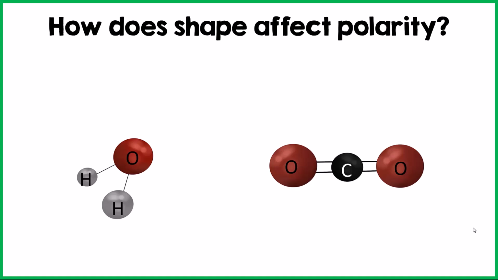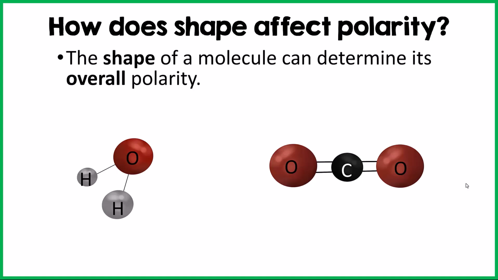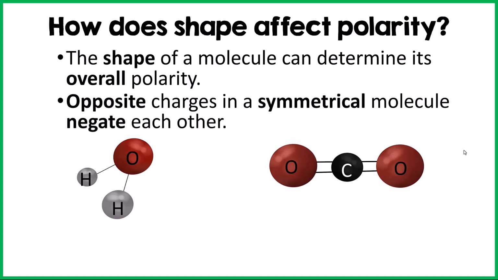So how does shape affect polarity? How does the shape of a molecule affect its polarity? Well, the shape of a molecule can determine its overall polarity. So we're discussing here the polarity of the whole molecule rather than just one bond in particular. Opposite charges in a symmetrical molecule negate each other. So what's important here is the symmetry of the molecule shape.